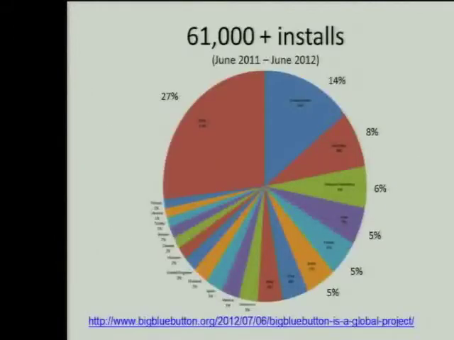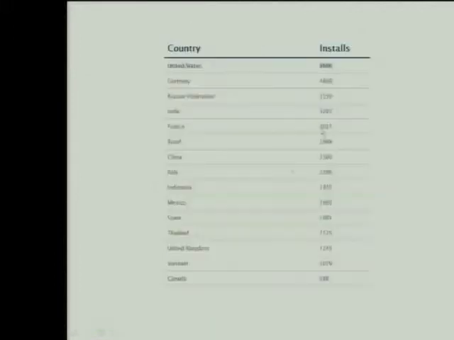So that's 61,000 installs, and this is how it breaks down. It may not be super easy to read, but the United States is 14%, Germany is 8%, Russia, big in Russia, India, France, Brazil, and you have to go all the way around the wheel before you get to Canada. What that means is out of 61,000 installs, only 986 are in Canada. This is amazing, and the reason it's amazing is that we really wanted to build a global project.